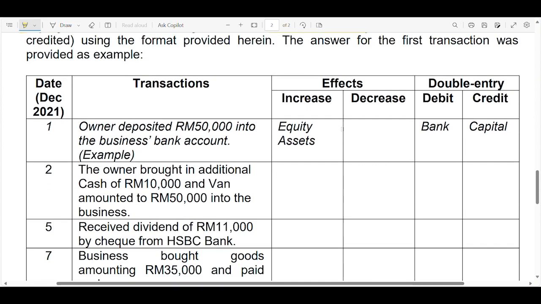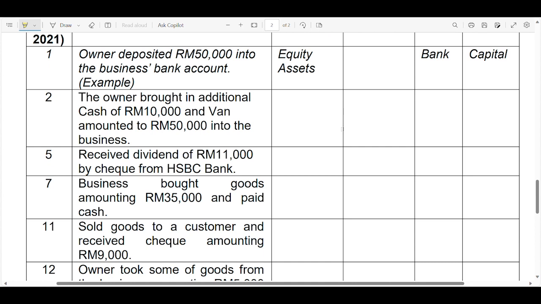So let's start our discussion from number 2. The owner brought in additional cash of 10,000 and van amounting to 50,000 into the business. So what happened to the business when the business received cash and van from the owner? There is an increase in the business asset of cash.